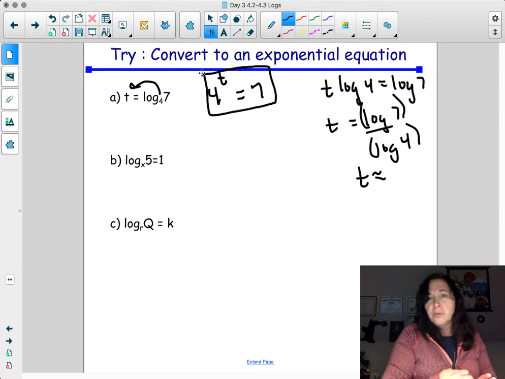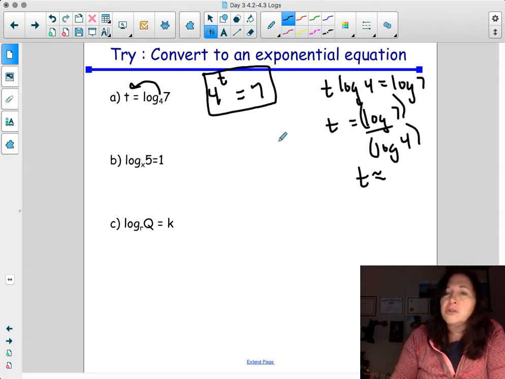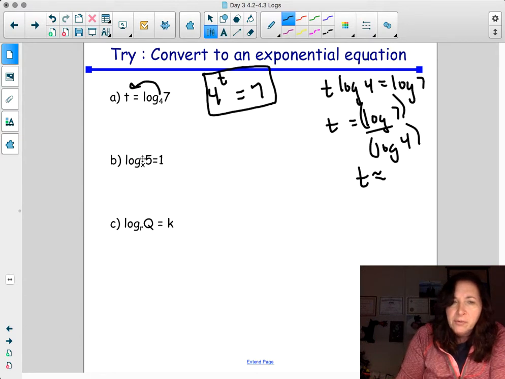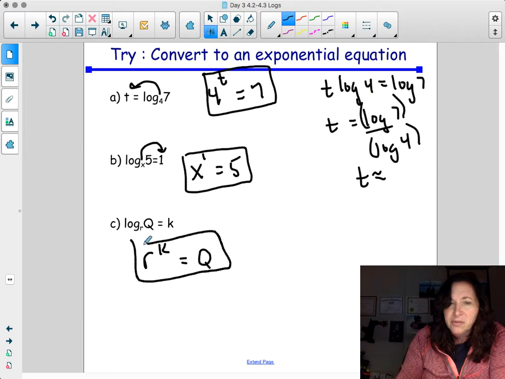And also the reason why I didn't get the same base and set the bases equal to each other so the exponents would be equal to each other is because I'm not going to get the bases equal, because one's 4 and one's 7 and they're not going to equal. For this one, we're going to go x to the 1 power is equal to 5. x equals 5. That's it for that problem. This one would be r to the k power is equal to q. And again, they're not asking me to solve anything. They're just asking me to convert it to exponential form.